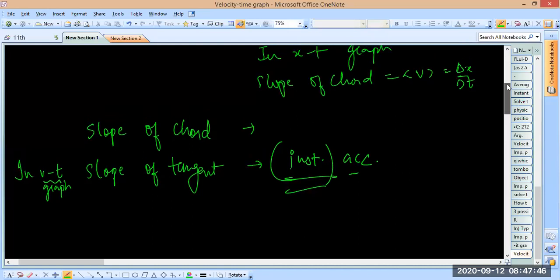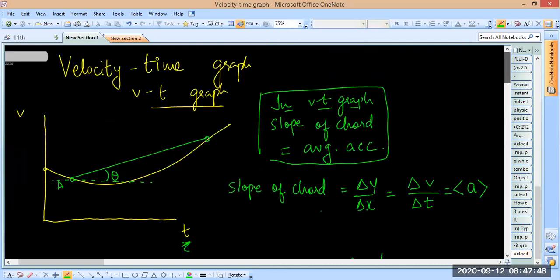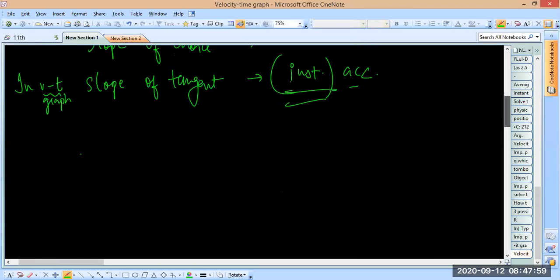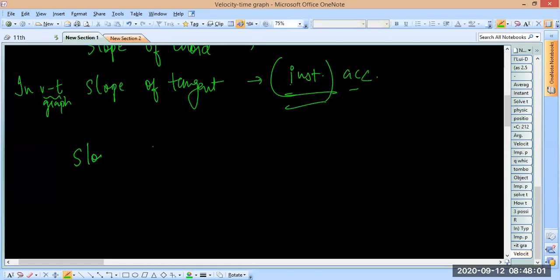Remember the logic. See the logic here. Slope of chord is always delta y by delta x, right? And that's why we are getting delta v by delta t, which is average acceleration. If you understand the reason, it's very easy. Similarly, you can write this sentence also, everyone. Why don't you write this?